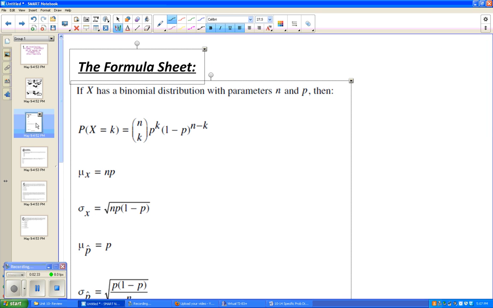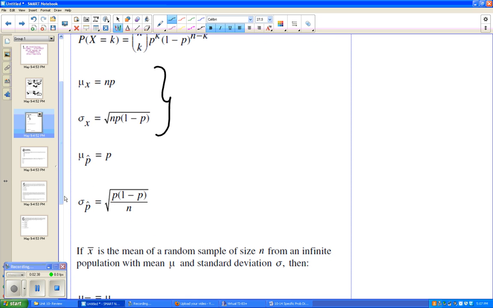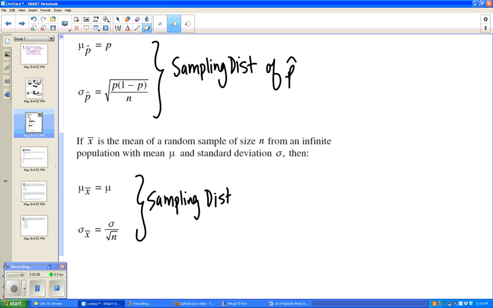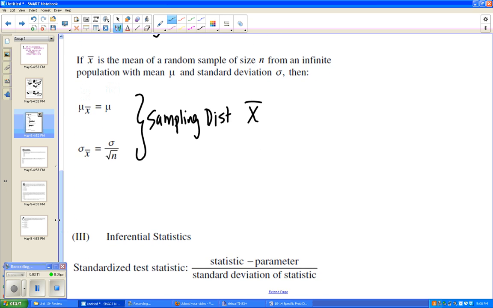So stuff you're given for binomial, these are the means and standard deviations of a binomial. These here are the mean and standard deviation of a sampling distribution. That means if you took many samples, the sampling distribution of p hat. So sometimes these come up in multiple choice questions. Then we also have the sampling distribution for the mean, excuse me, for x bar. Okay, and then you are given the z-score formula, but they just say it this way, which is a little bit different.